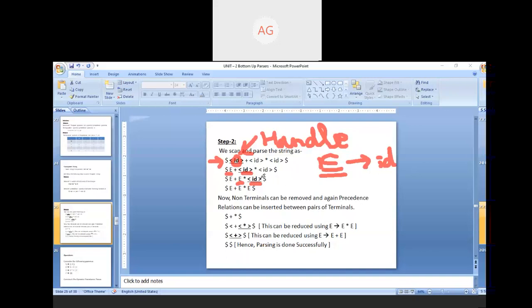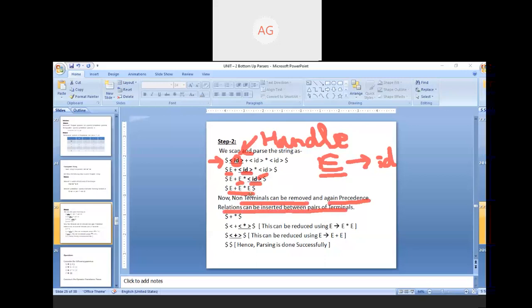Now in the third step we encountered this id. So this id comes between the left braces and the right braces. So it is considered as the handle, and we need to replace this handle with the production which produces it. So at last we got these three non-terminals, and basically the two operators, the plus and the into operator, are between them. But we know that in the operator precedence grammar we only concentrate on the terminals. So now the non-terminals can be removed, and again precedence relations can be inserted between pairs of terminals.